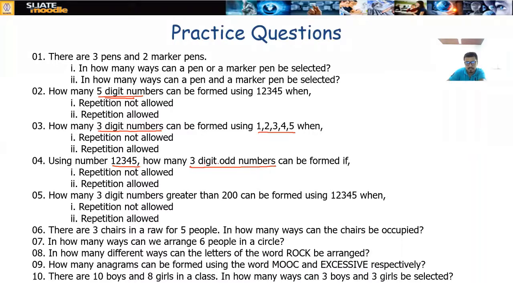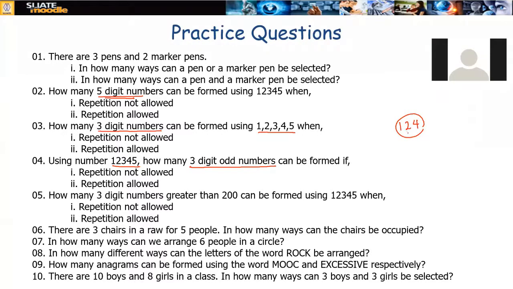Right? 3-digit odd numbers. For an example, 124. Is this an odd number or an even number? Even number. Yes, this is an even number. Why? This can be divisible by 2. This is divisible by 2. So this is an even number.